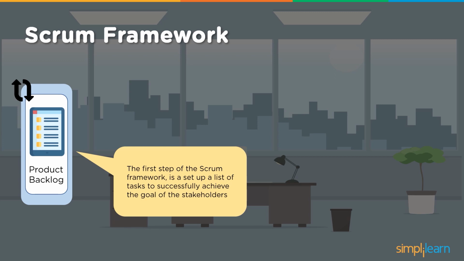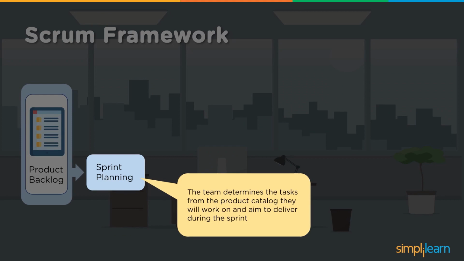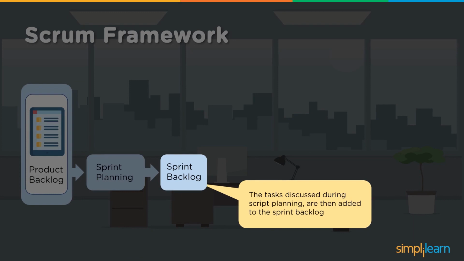So the product backlog is the first step of the Scrum framework, a list of tasks to successfully achieve the goals of the stakeholders. We discussed that while discussing the product backlog. Further, sprint planning happens, where the team determines the tasks from the product backlog they will work on and aim to deliver during the sprint. This is negotiated, understood, agreed, and then moves to the sprint to get delivered. Then the sprint backlog holds the tasks discussed during sprint planning, the previous step. Once it goes to the sprint backlog, as part of the time-boxed iteration, the sprint, the deliverables should happen.